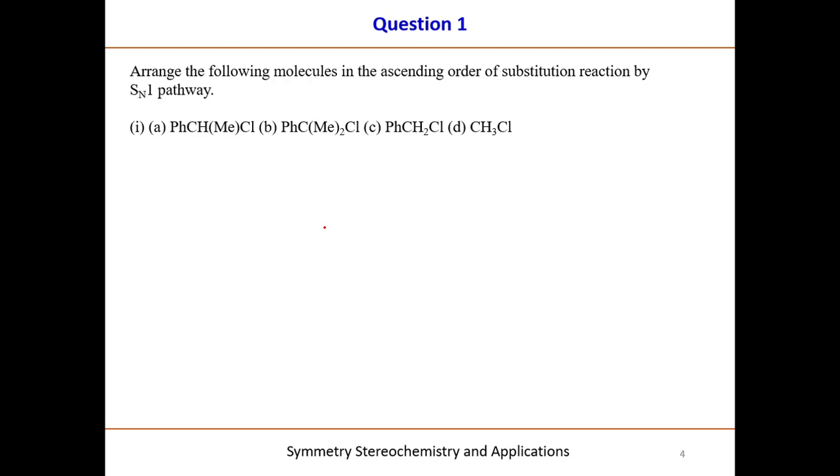Now we are talking about the questions. Question number 1 is: arrange the following molecules in ascending order of substitution reaction by the SN1 pathway. Means we have to arrange these substrates from lowest to highest SN1 reactivity. So can you tell me about the reactivity of these compounds? Anyone? What is A?